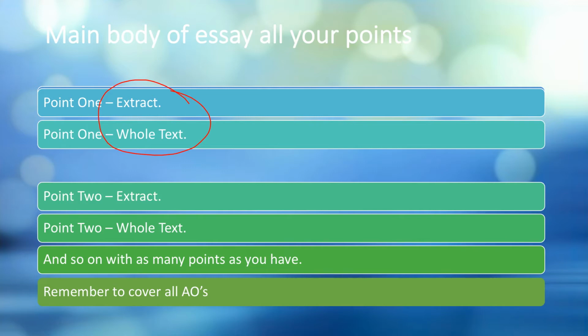So this would be paragraph 1. And then paragraph 2, we would link the extract and the whole text, and we do this with as many points as you have. So depending on how many points you have will depend upon how many paragraphs you have. And obviously, don't forget, cover all the AOs.